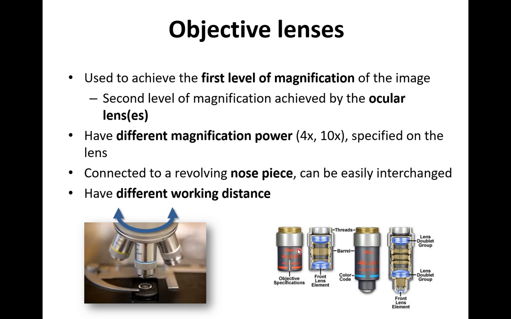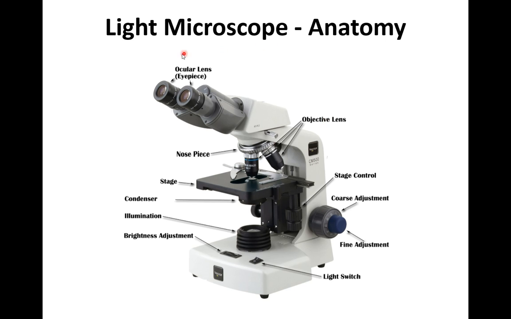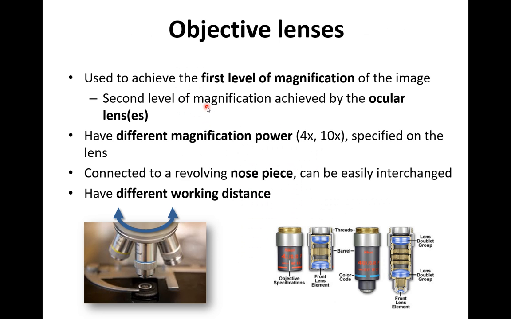The power of magnification is specified on each lens. So this one says 4x, which means the image will get 4 times larger, or be perceived as 4 times larger, if it goes through this lens, and 40 times on this one. Now the second level of magnification, as I said before, is achieved through the ocular lens, which has a fixed power of 10 times in your microscopes.